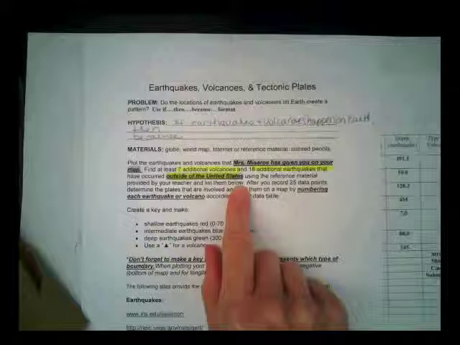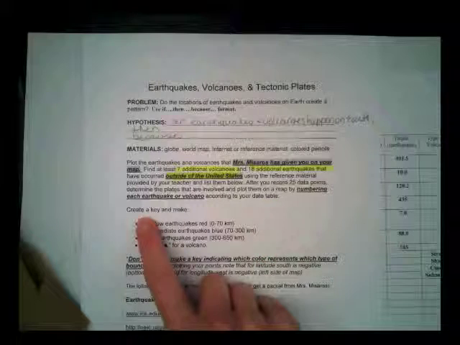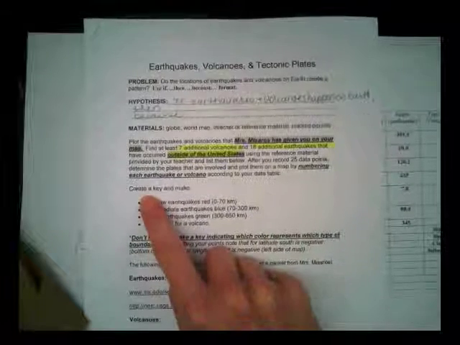After you record the 25 data points, determine the plates that are involved and plot them on a map by numbering each earthquake or volcano according to your data table. Now, although those instructions seem overwhelming, I'm going to walk you through each step. So first of all, let's get started and create our key, because we're going to be using this as we plot.